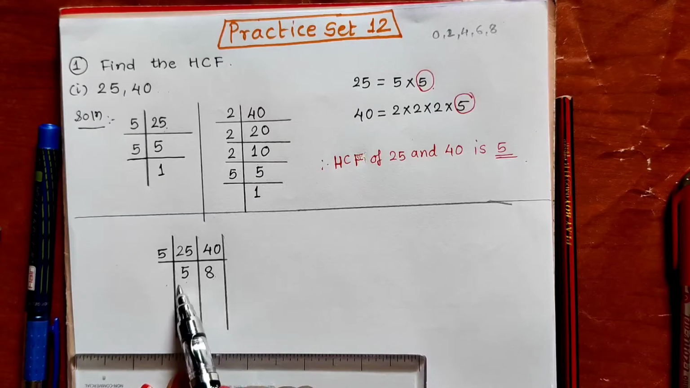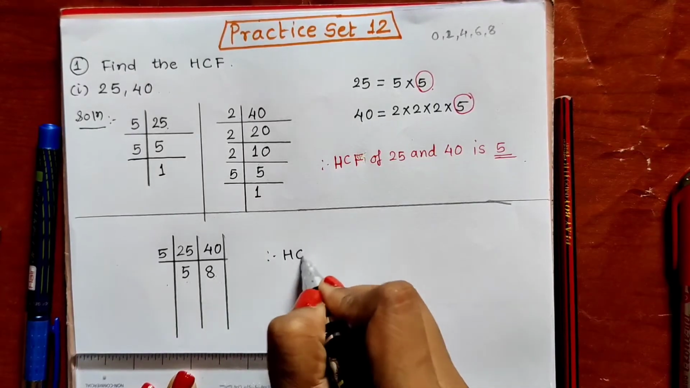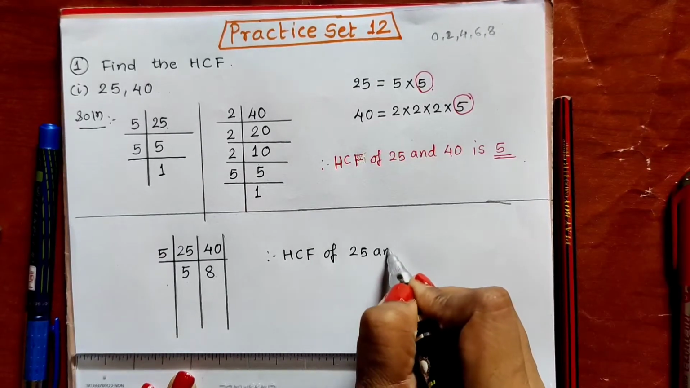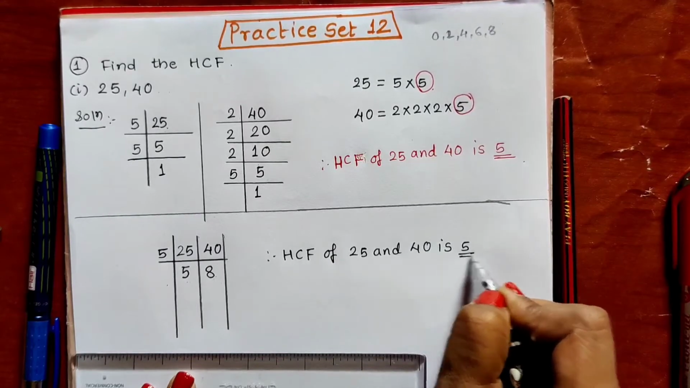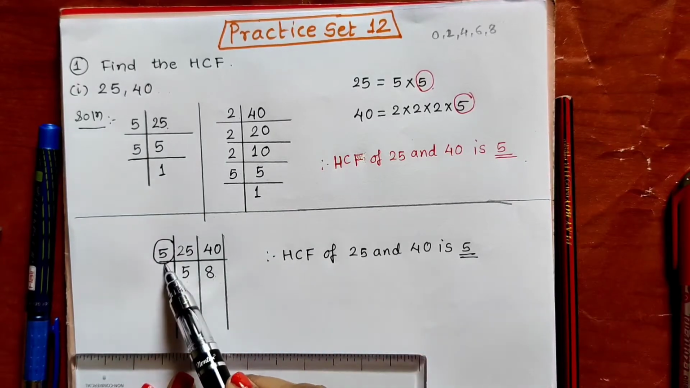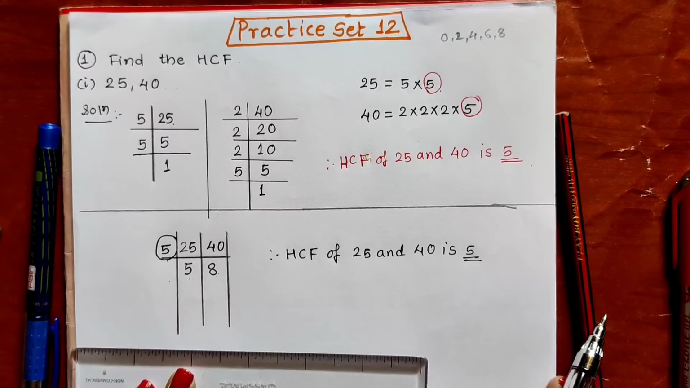So this will be the last step, and therefore the HCF of 25 and 40 is 5. This is the common factor, and which is the highest common factor between 25 and 40. In this way you can solve it in the combined method also.